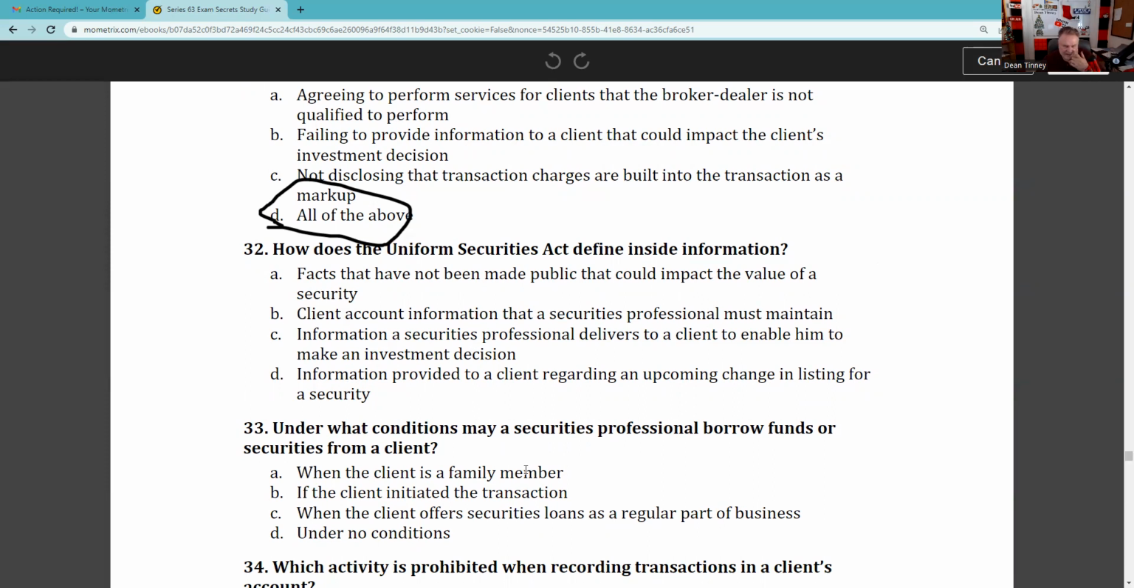How does the Uniform Securities Act define inside information? So again, I'm looking for material non-public information. So A, I'm projecting that, and now I'm going to look for something. One of the challenges on the Uniform Securities Act is figuring out what you're being asked, RTFQ, and then figuring out what's being offered to you as the answer. I was working with somebody, they said, Dean, I now know what I'm being asked. I'm still struggling a little bit with what the answers being offered to me are. So facts that have not been made public, that sounds pretty good.